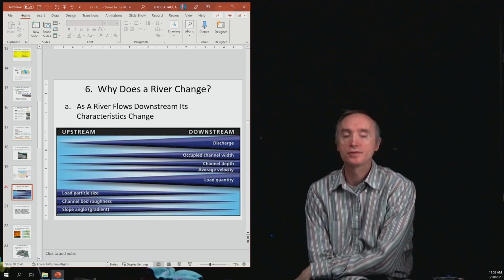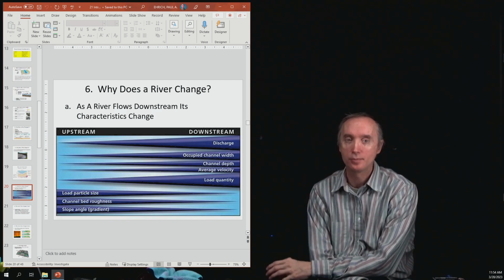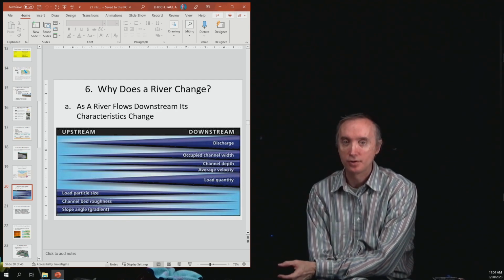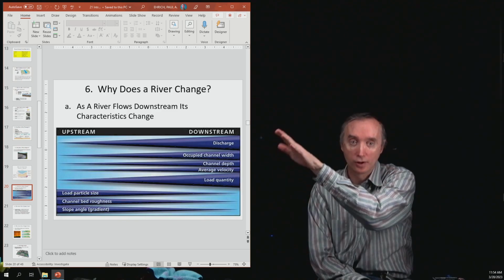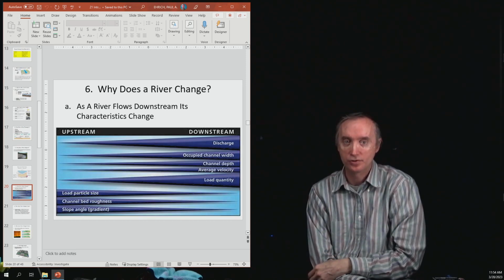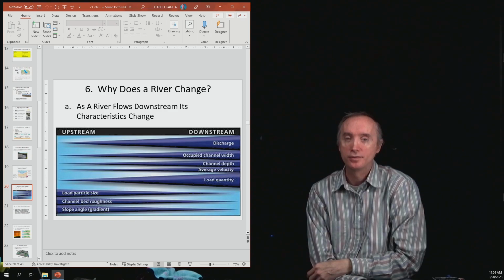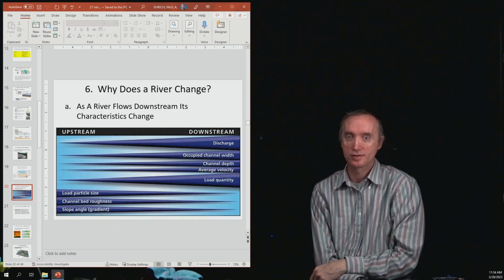Okay, I'm back, and so now we want to talk about how does a river change as it flows from upstream to downstream. So upstream in the mountains, downstream in the plains, where it comes out of the mountains. What are some things that are going to change about it? So see if you can read this chart and interpret what it's trying to say.